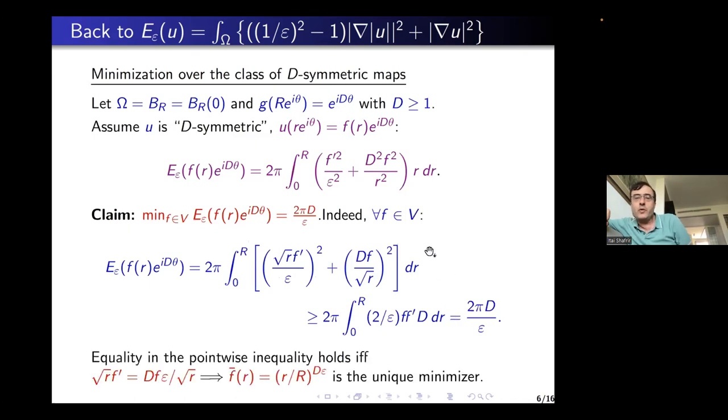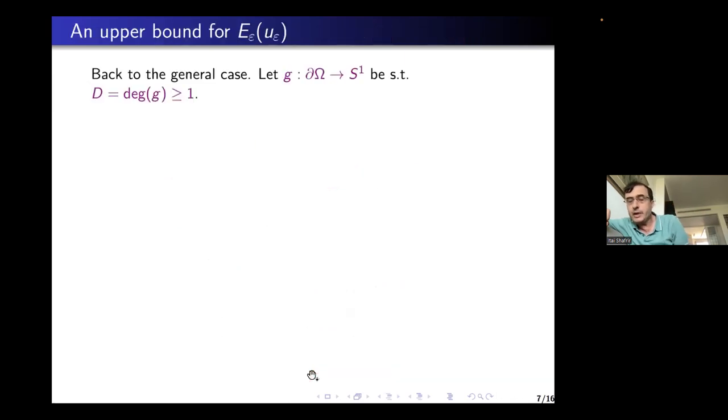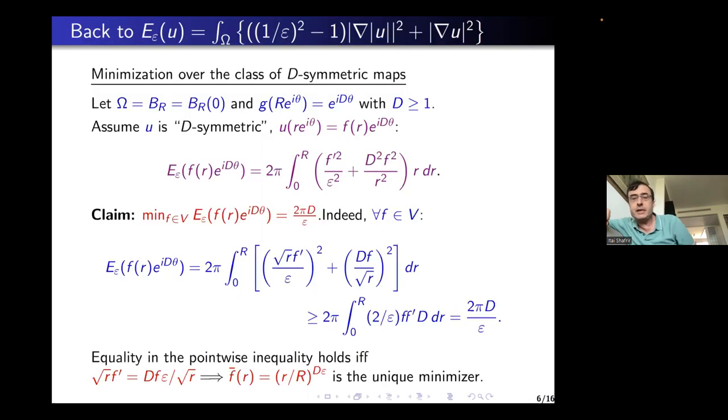And we can also look for the case of equality in these pointwise inequalities that we use, and we easily find what the case of equality is. So the optimal f, denoted by f bar, is actually a power of little r. We take it to the power d over epsilon, sorry, where d is the degree, and you just divide by capital R in order to satisfy the boundary condition. It should be equal to one on the boundary.